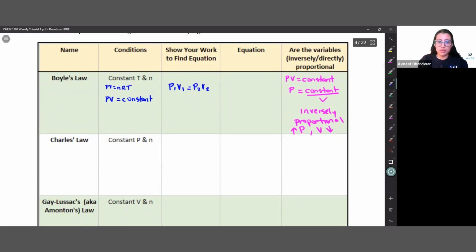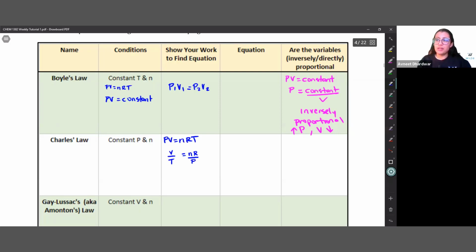So for the next one, when there's a constant pressure and moles, we can take PV = nRT again. And we want to make sure that all the constants are on one side. So I want pressure moved to the right side, but I want temperature moved to the left side. So I'm going to have V over T, since I divided both sides by temperature. And I'm going to divide both sides by pressure. So it looks like this.